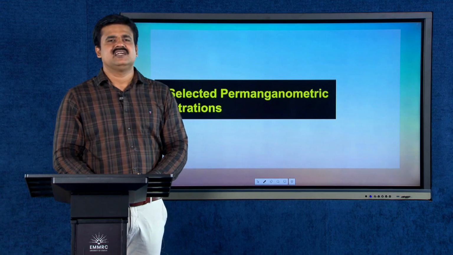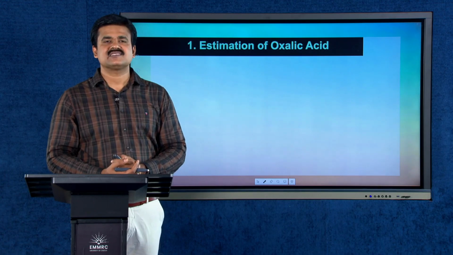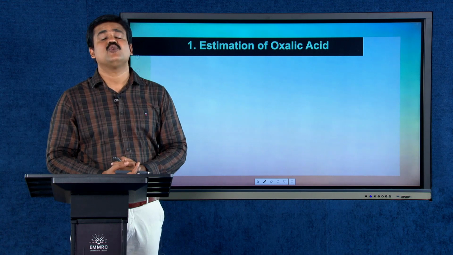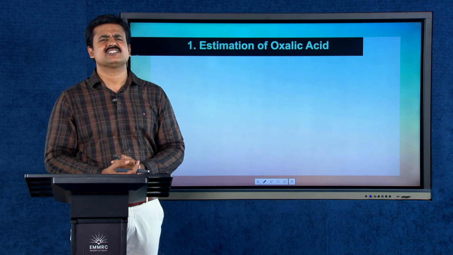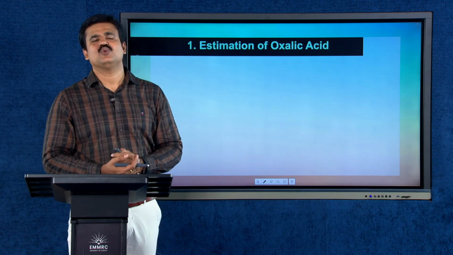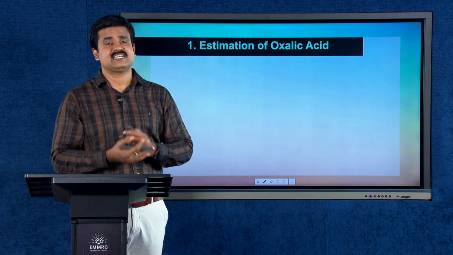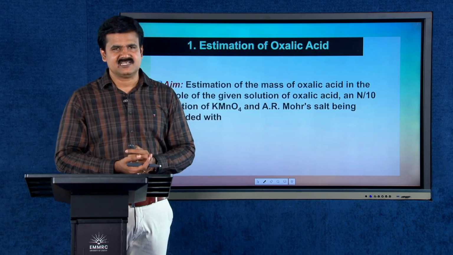Now we are discussing some selected permanganometric titrations. First of all, we are focusing on estimation of oxalic acid. Estimation means you are going to evaluate the exact concentration of a material. Here we are going to estimate oxalic acid with the help of permanganometric titrations. That is, our title is estimation of oxalic acid.